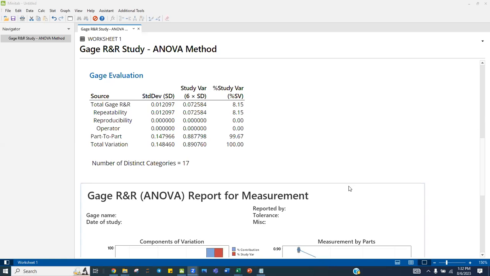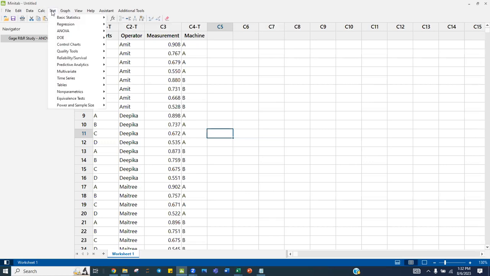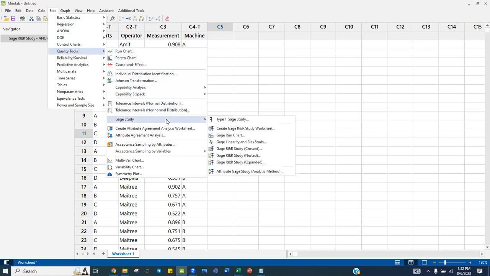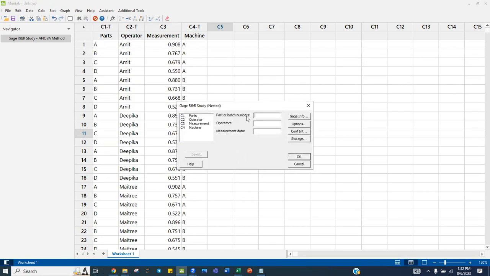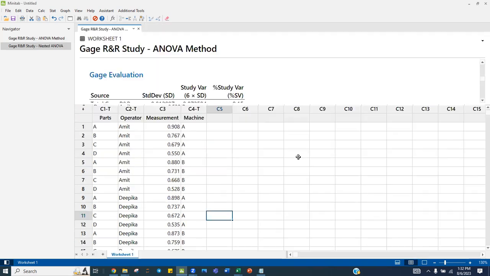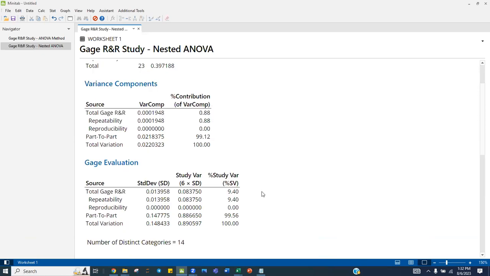Now, in exactly the similar way, we'll be doing the nested and the expanded. Suppose I have the same data. I go to Stat, go to Quality Tools, select Gauge Study, and select Nested here. Nested will be used when we are doing destructive testing. Again, you will select the part number, select the operator, select the measurement data. That's all. Click OK. And exactly in the same way, you will be reading it.